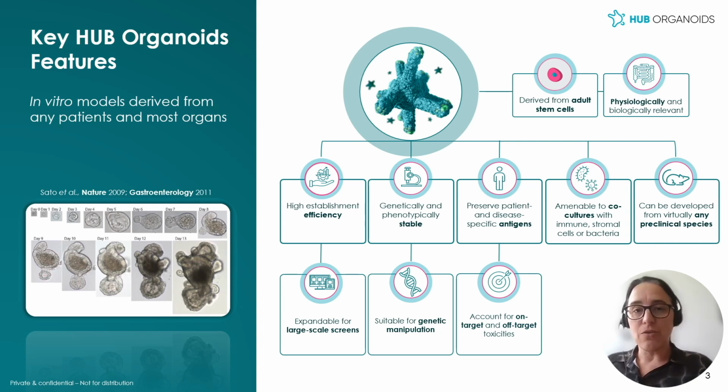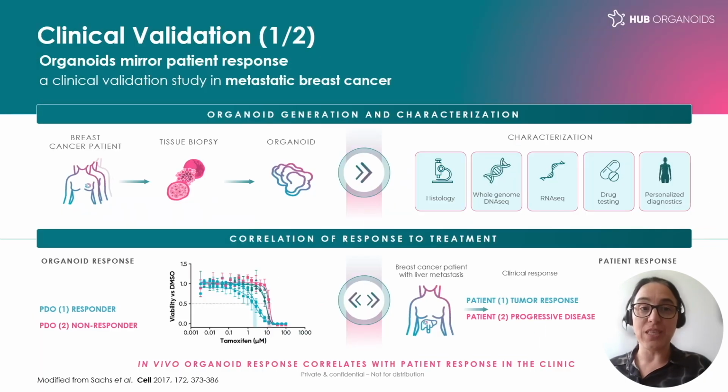But one of the additional and more valuable characteristics of these patient-derived organoids is the predictive value of these organoids to patient response. And this is an example of one of the first cancer biobanks developed in the past. In this case, this is the biobank for breast cancer, in which out of biopsies the organoids can be established.